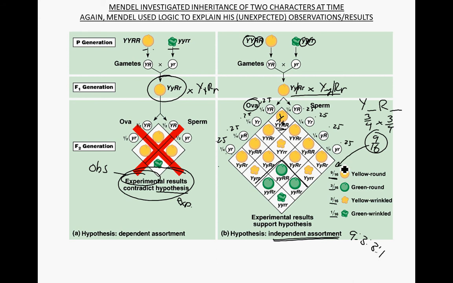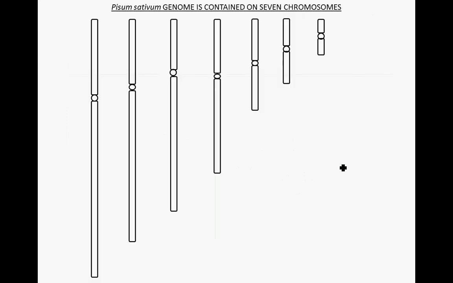Okay. So mathematical probabilities here supporting Mendelian genetics. So the genome turns out later on, fast forward 100 years or so, and turns out that the Pisum sativum genome is contained on 7 chromosomes.